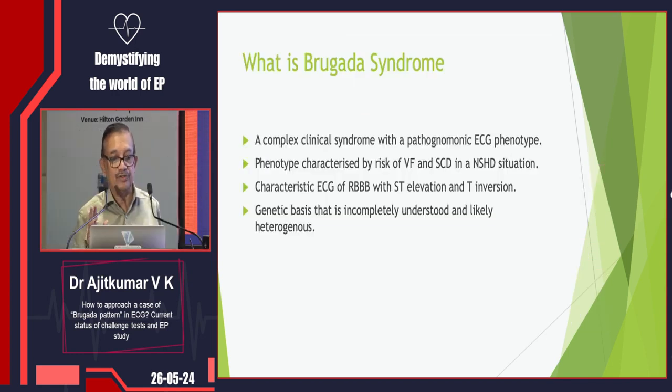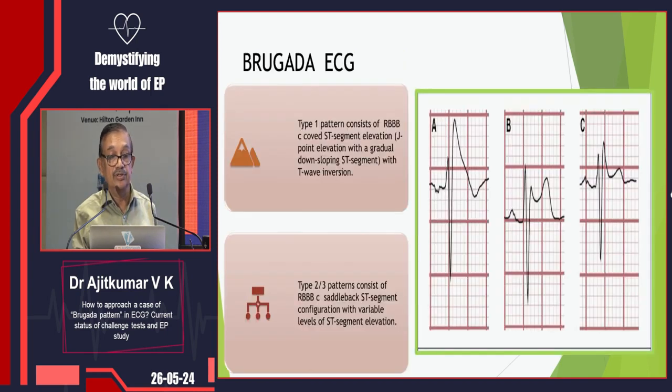So what is Brugada syndrome? It is a complex clinical syndrome with the pathognomonic ECG phenotype, as most of you know. This phenotype is characterized by the risk of VF and sudden cardiac death in a no structural heart disease situation. The characteristic ECG, as all of you know, is right bundle branch block with ST elevation and T inversion. The genetic base, one should understand, is incompletely understood and is likely to be heterogeneous.